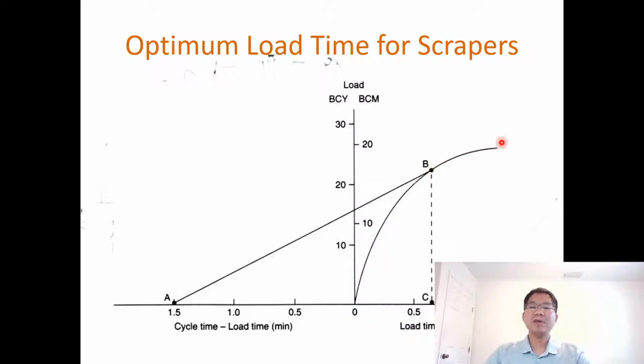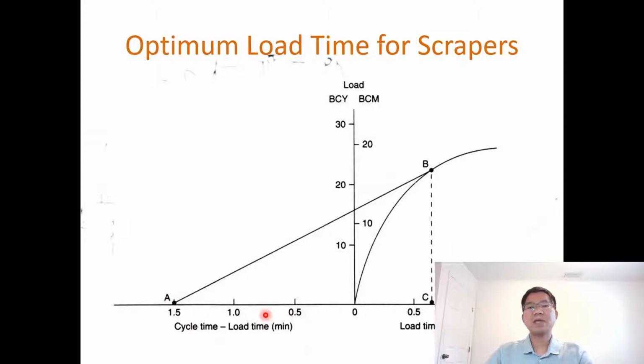Along the curve here, you can see that if we have a line tangent to that curve, the tangent is the slope. It measures the rate of loading, the rate of production in that scenario. So what people do to determine the optimal load time is first extend the horizontal axis from 0 to the left and find point A. That distance from O to A is the cycle time minus load time.